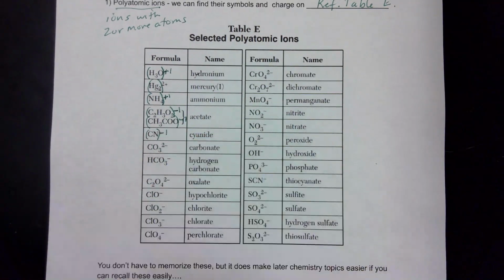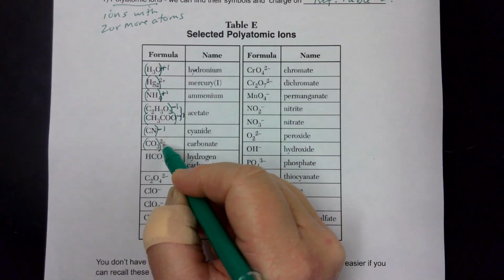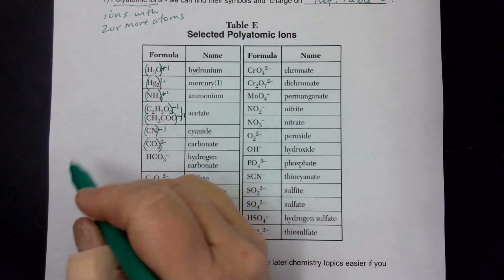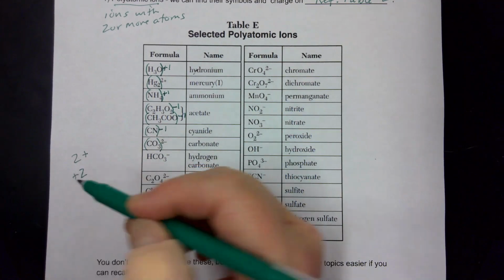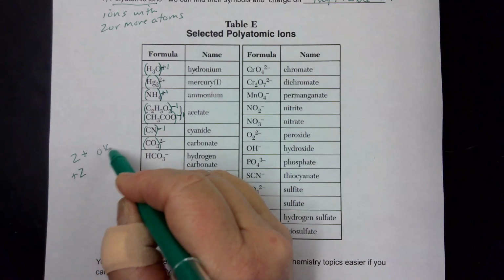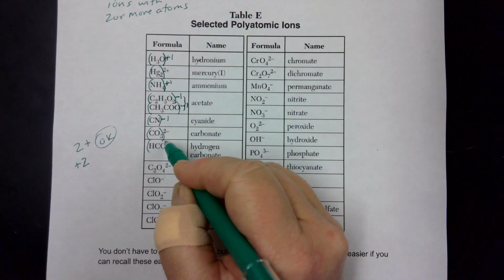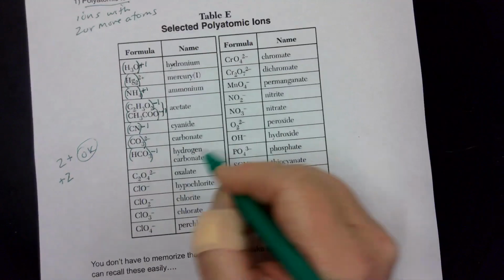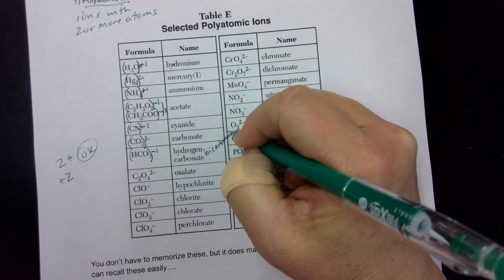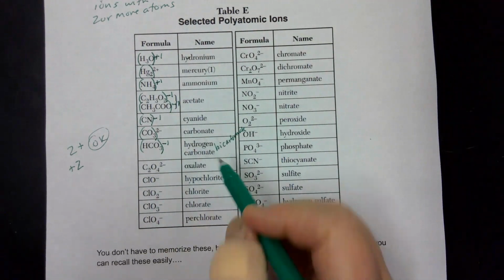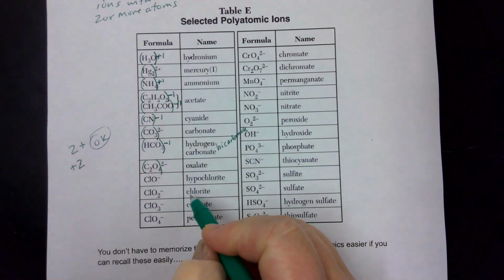Cyanide, CN, overall has a -1 charge. Carbonate, CO3 with an overall -2 charge, or 2-. Remember, you can do charges as either 2+ or +2. Either way is okay. Hydrogen carbonate, HCO3 with a -1 charge. This is the same thing as bicarbonate, as in sodium bicarbonate. Oxalate, C2O4 with a -2 charge.